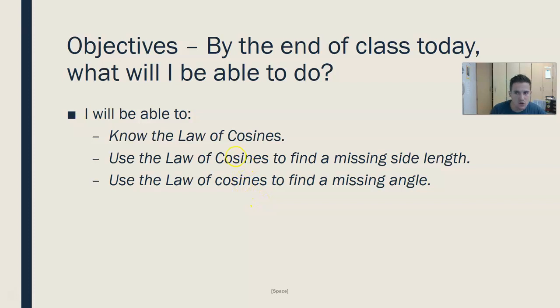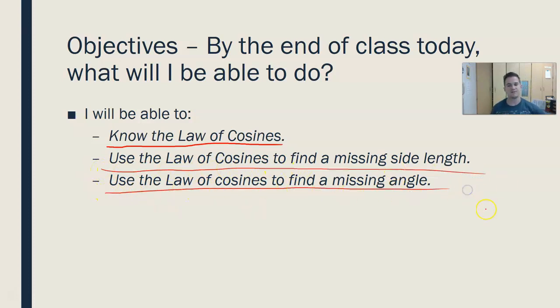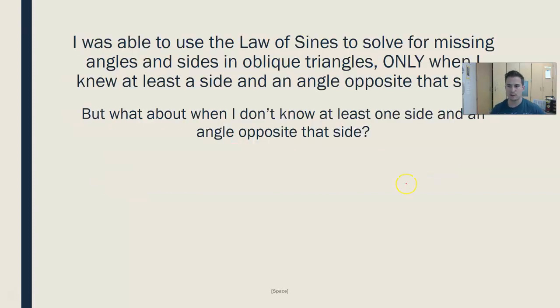Okay, so by the end of this video today, this is what I hope you're able to do. I hope that you know the law of cosines and that you're able to use the law of cosines to find a missing side length and use the law of cosines to find a missing angle. And we'll talk about how to do that here in just a moment.